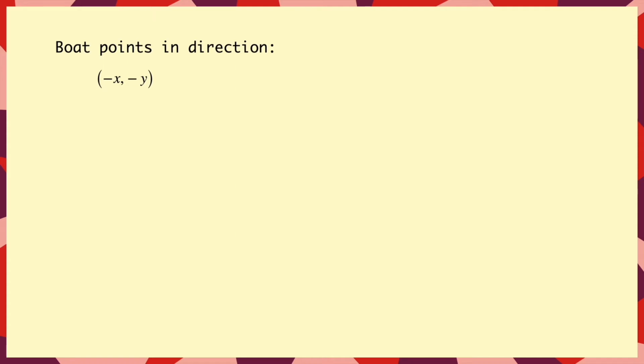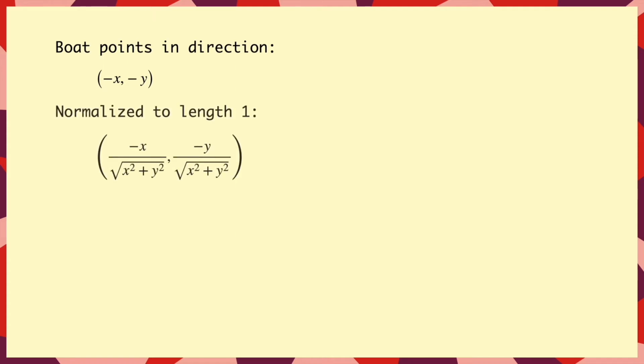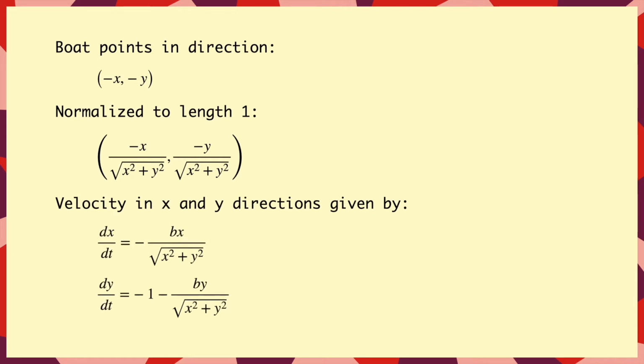Now, the boat has speed b, so we need to normalize this vector so that it has length 1, then multiply it by b. And then we can write down the velocity of the boat in the x and y directions. In the x direction, it's simply the x component of the boat's velocity, and in the y direction, it's the y component minus 1 because of the flow of the river moving the boat in the negative y direction.